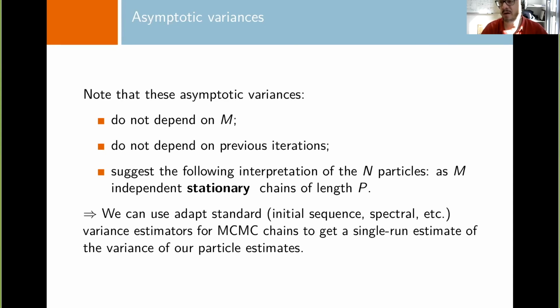And one nice extra we get from this is that there are known methods to estimate the variance of an output of an MCMC chain, and we can adapt those to obtain a variance estimate from a single run. So you run your algorithm once, and you get some estimate of the variance of any Monte Carlo estimate you compute from your algorithm. So in more practical terms, that means that whenever I compute a Monte Carlo approximation from my algorithm, I can also compute a confidence interval, okay? Which is not the case usually with SMC.